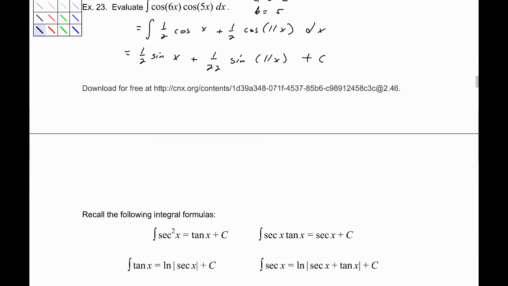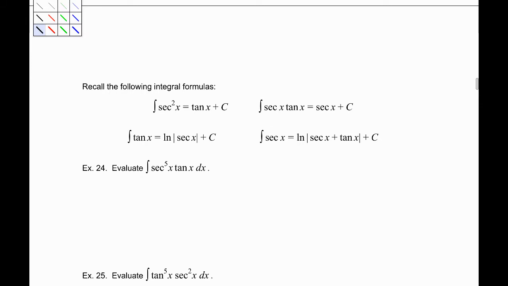Alright, now we're going to turn our attention to secants and tangents, because previously we said we want to get a single sine or a single cosine. Well, because of the way that secant and tangent are related, we really have two options we're going to try to look for. One, if we can get a single secant squared, that will be very helpful. Or if we can get a secant and a tangent. There's again a problem-solving strategy on the next page. But for now, that's kind of what we want to look for.